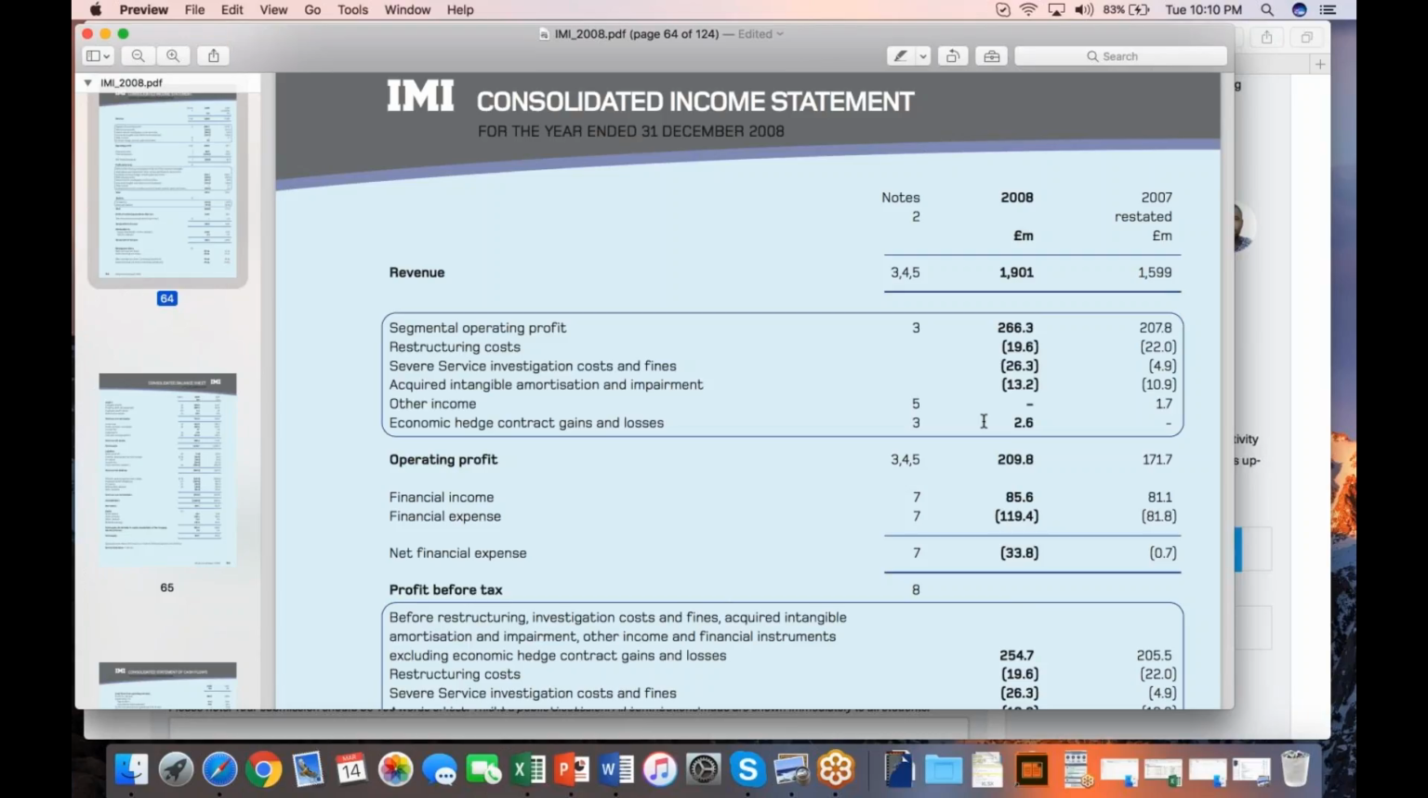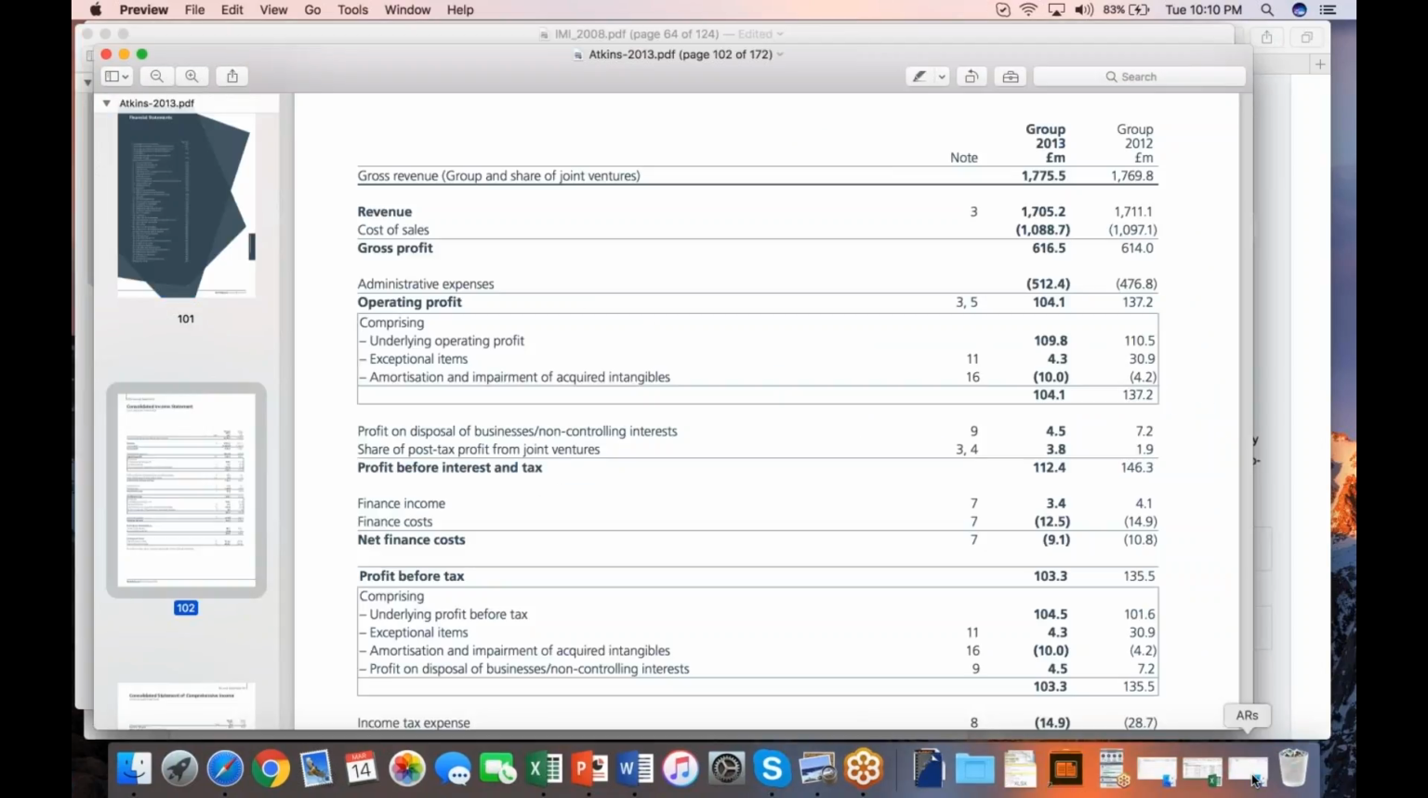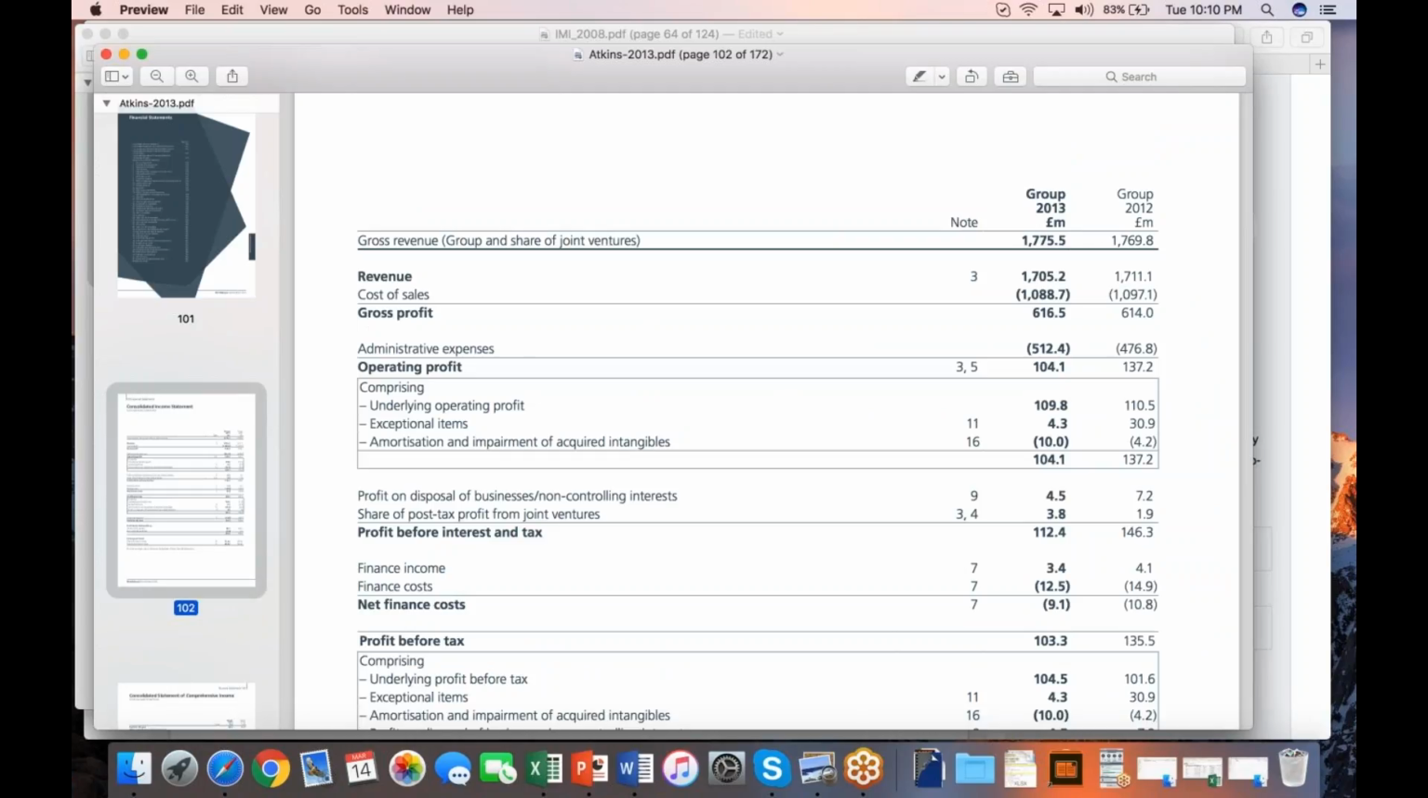Okay, so now we are at consensus. Now with this I open my Atkins. Okay. 2013. You have my revenue, you have my cost of sale, gross profit, you have my operating profit 101.4. Yesterday I used 104.1, which was wrong. I should not have used that. Which means 104.1 is broken down into 3 elements.